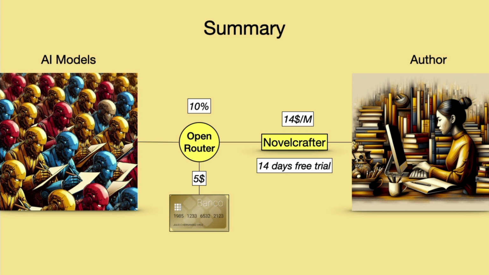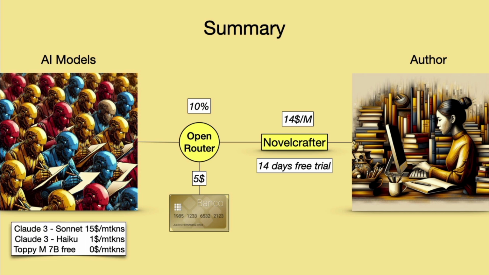And as I said before, different models charge differently. For example, Claude 3 Sonnet takes $15 per million tokens. Claude 3 Haiku charges $1 per million tokens, and Topi is free. You might want to start with Topi and not use any credits at all in OpenRouter. So everything will be free while you test out. However, sooner or later you will want to keep what you have written. And then you will have to pay the $14 per month to Novelcrafter. And you will also want to use non-free models to write your text. And in that case, you have to add credits to the OpenRouter.